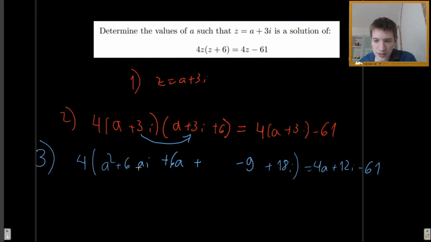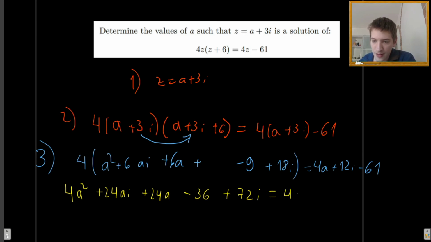And now of course we can multiply all of this by 4, so let's do that quickly. So we get 4a squared plus, oh damn it, I didn't multiply, whoopsie. It's not 6ai, it's 24ai, plus 24a, minus 4 times 9, which is 36, plus 4 times 18, that's 40, and 4 times 8 is 32, so it's going to be 72i. I hope I did that correctly. And on the right, 4a plus 12i minus 61.